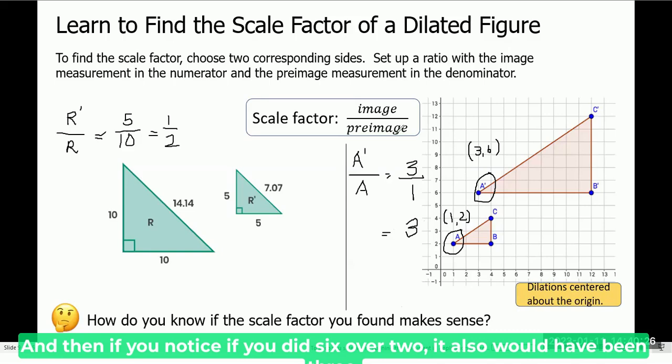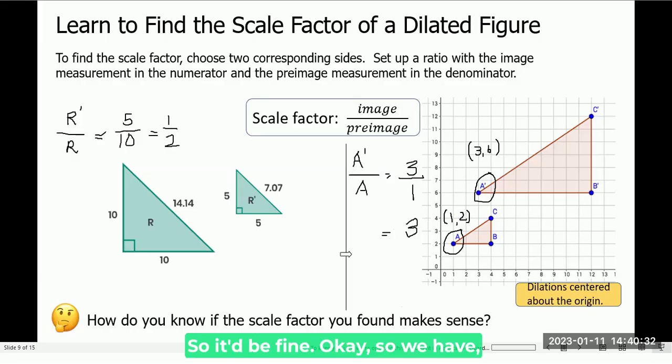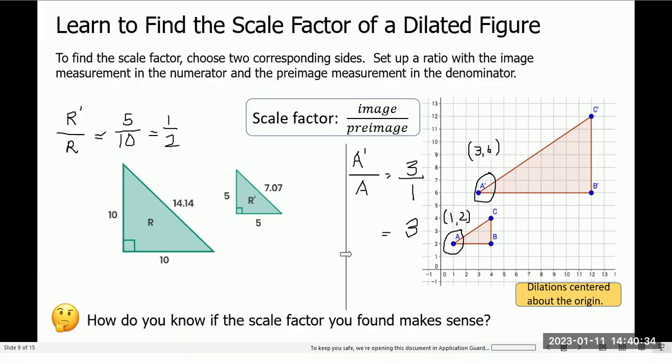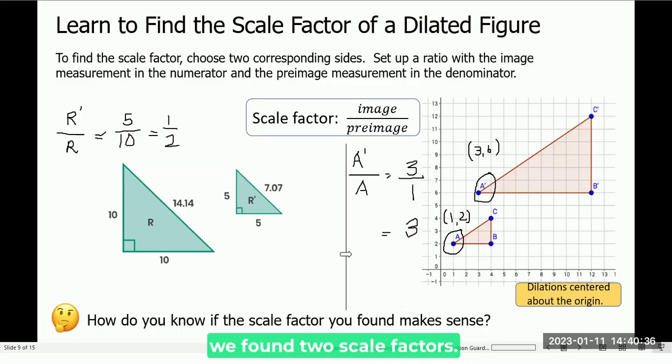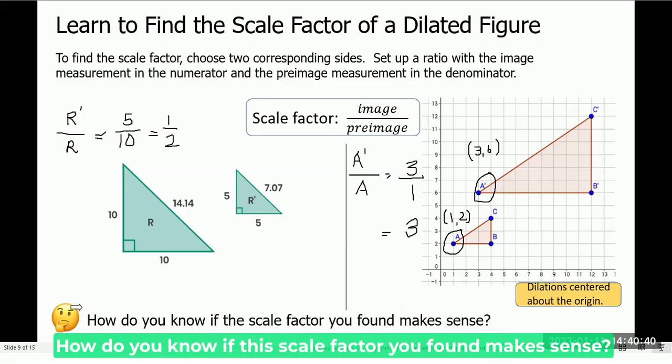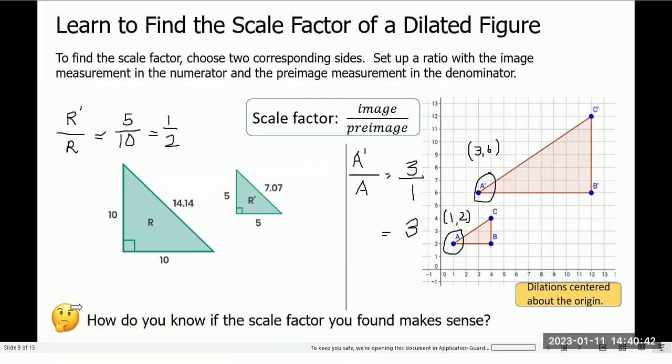Okay, and then if you notice, if you did 6 over 2, it also would have been 3, so it would have been fine. Okay, so we found 2 scale factors. Now, let's look at this. How do you know if the scale factor you found makes sense? Think about that.